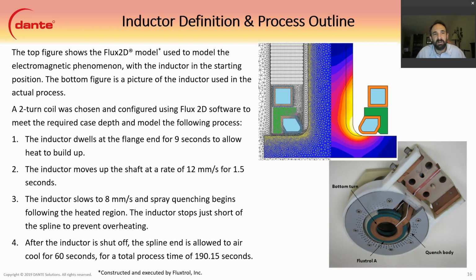The process itself consisted of the inductor dwelling at the flange end for approximately 9 seconds. The inductor then moves up the shaft at a rate of 12 millimeters per second for 1.5 seconds. The inductor then slows to 8 millimeters per second as the quench begins. After the inductor is shut off, the spline end is allowed to cool for 60 seconds. The inductor is shut off before ever reaching the end of the spline to avoid overheating. The figure on the bottom right shows the actual inductor and the spray head.